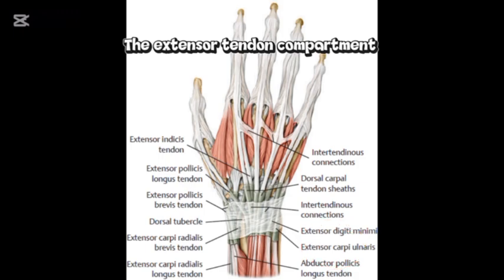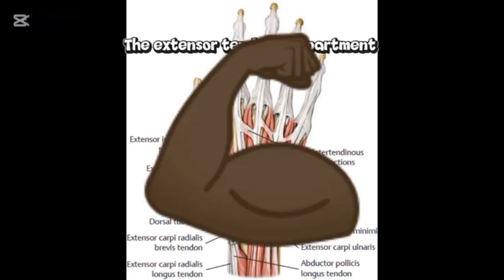And that's it for the anatomical areas of the upper limb for today. Now, whenever you look at the arm, you know exactly which region you are dealing with.